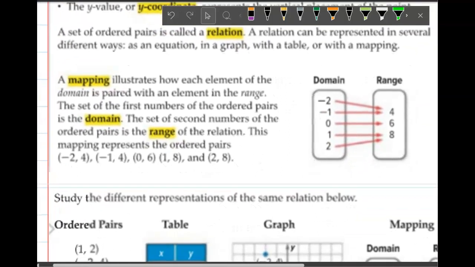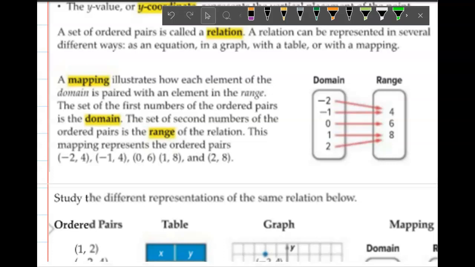Sometimes we represent our relations as mappings. That just means that we put the domain in one bubble and we put the range in the other bubble. The domain are all the x values, and the range are all the possible y values. And then you draw an arrow connecting them.